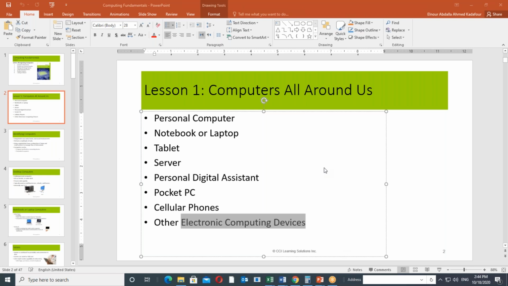So computers all around us, whenever you see one of these, keep in your mind it is a computer. That is what a personal computer is. Whenever you are moving between offices and you find something on top of the table, somebody sitting at it and working, this is a computer.